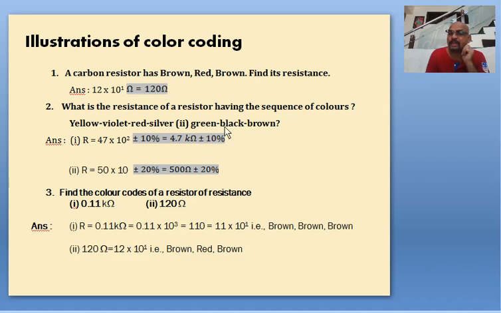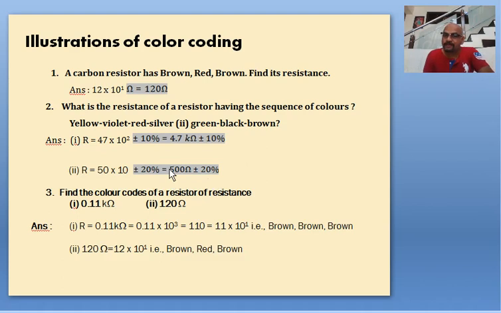Coming to this one, green, black, brown. Green stands for 5. That means green is 5, the first digit here. Black is 0. Brown is 10 to the power 1, that is nothing but 10. So 50 into 10, that is 500. Because there is no fourth band, the tolerance is plus or minus 20%. So these are the two examples.